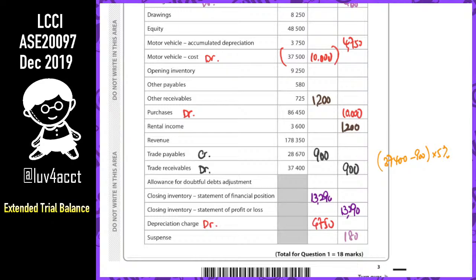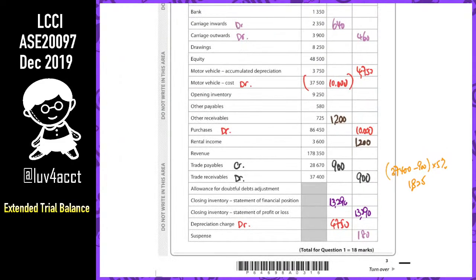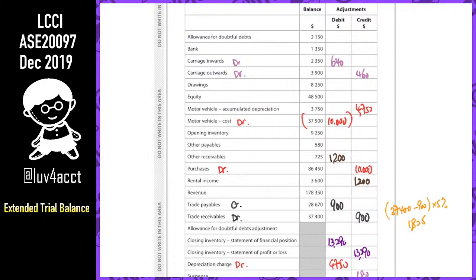37400 minus 900, 5% will be 1825. We need the adjustment only. Let us look at the opening balance for allowance. It is 2150, so minus 1825. 2150, it is negative 325. Okay, a reduction in the allowance.